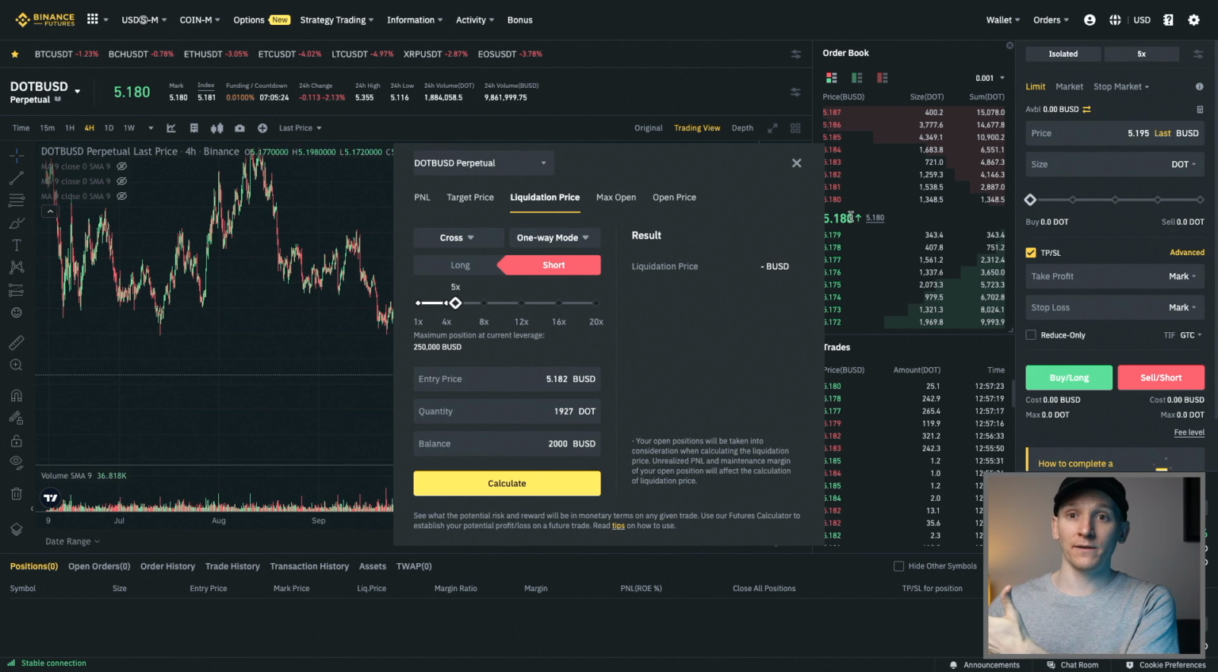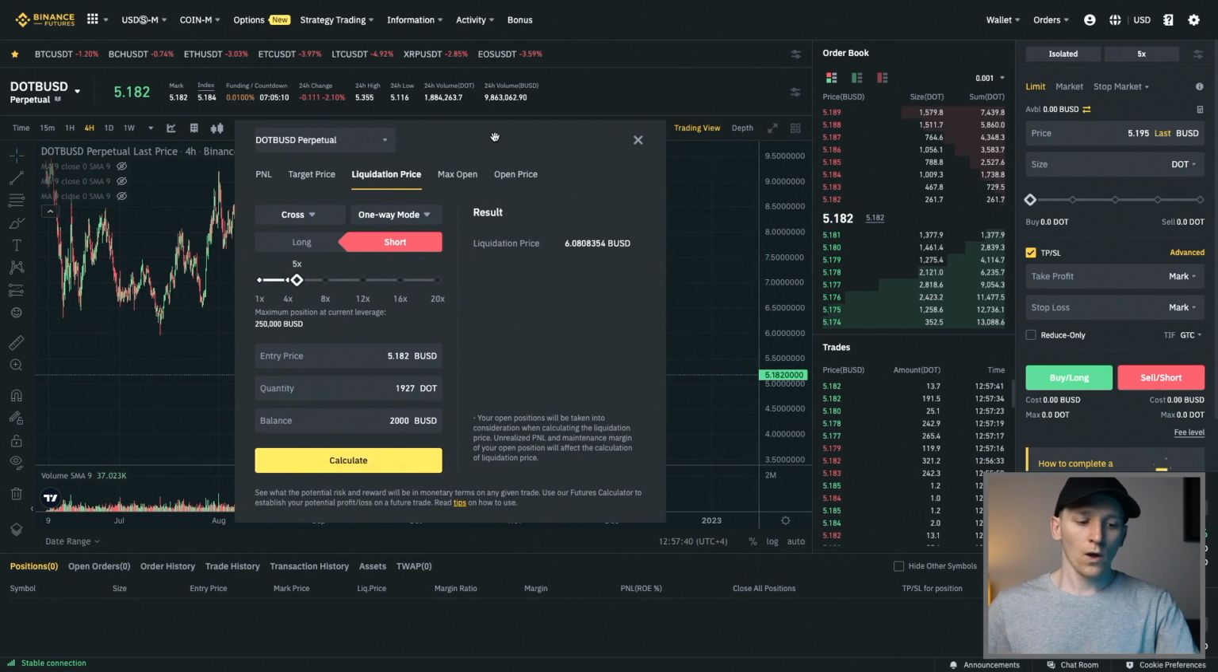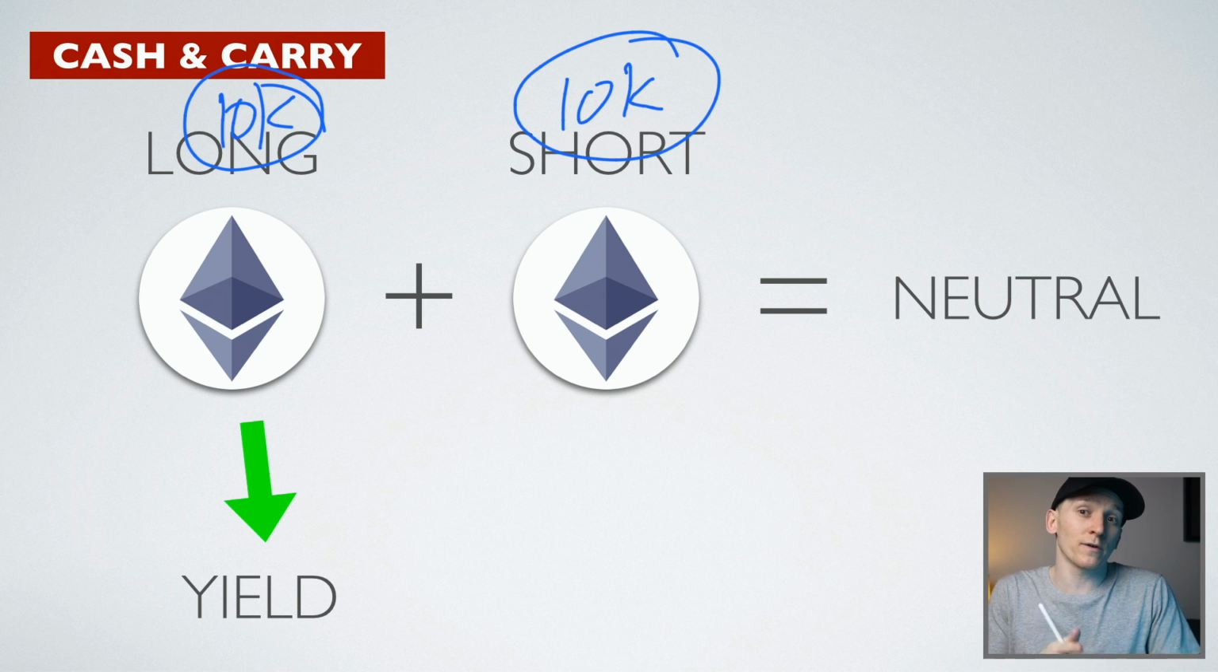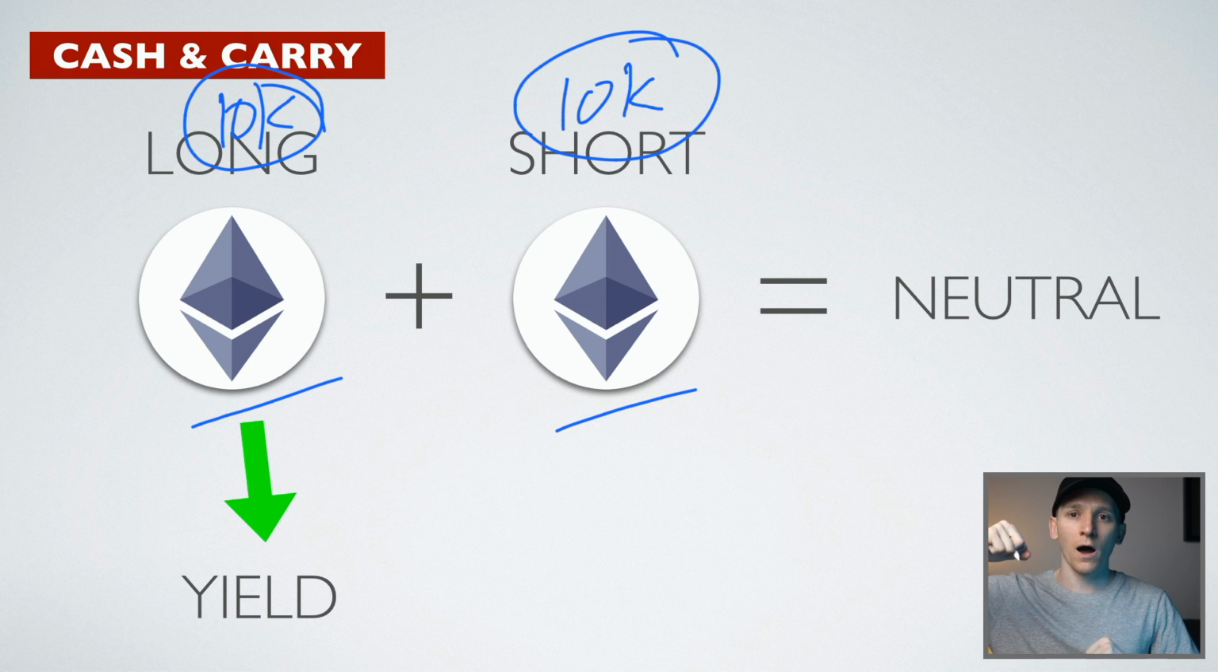This may actually be to your advantage. It depends when you trade it. It may be a little bit of a loss that you actually take right there on the neutral position, but we're going to calculate. Now, as you can see, the liquidation price is 6.08. This is important because we have a delta neutral position, or at least we should have, where the long cancels out the short. So if the price goes up, the long position wins and the short position loses. If the price goes down, then the long position loses and the short position wins.